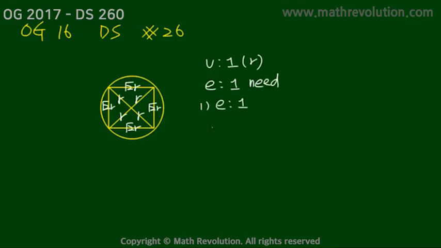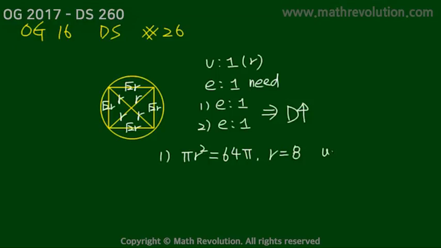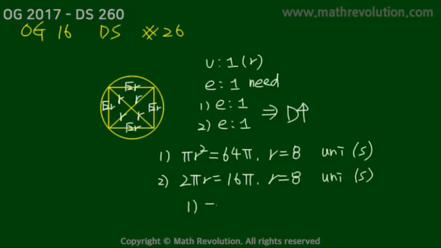And the condition 1 has one equation, and the condition 2 has another equation. So logically, there's high chance that D is the correct answer choice. So the condition 1 states pi r squared equals 64 pi. So r becomes 8. The answer is unique and the condition is sufficient. The condition 2 states 2 pi r equals 16 pi. So r becomes 8 again, and the answer is unique and the condition is sufficient. So the correct answer choice is, because condition 1 and 2 are the same, D.